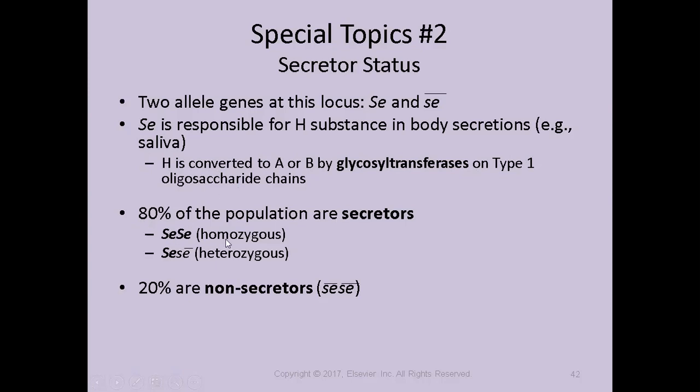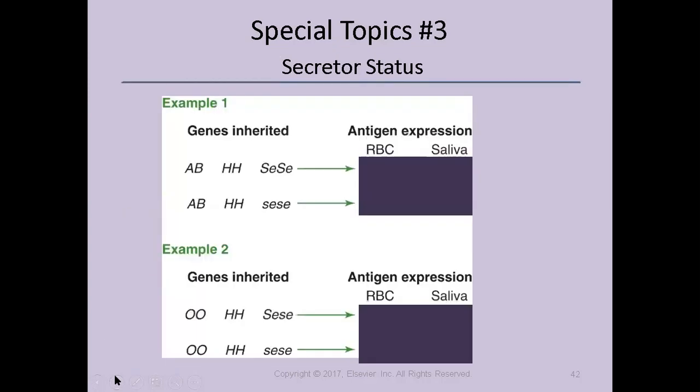Okay, so we could be homozygous, meaning we have two big SEs, or we could be heterozygous, meaning we have at least one. Just like big H, this is dominant, so having one is good enough. You're still going to be a secretor, meaning you're going to have those A, B, or H antigens in saliva and other body fluids. 20% of the population are non-secretors, so they're little se, and they will not have antigen expression in their secretions.